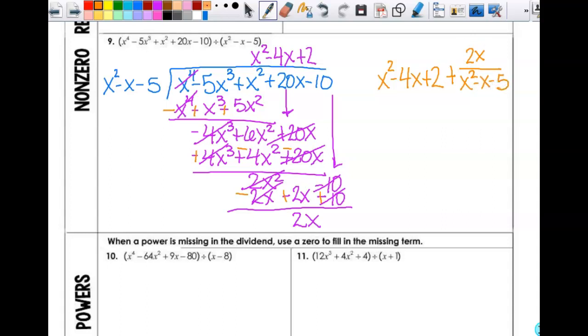Can I cancel those x's out? No. Can I cancel these 2's out? No. Don't be making up math. That's it. You're done.